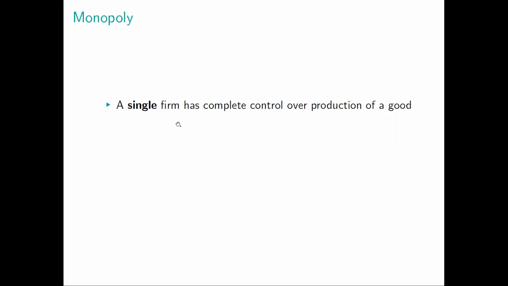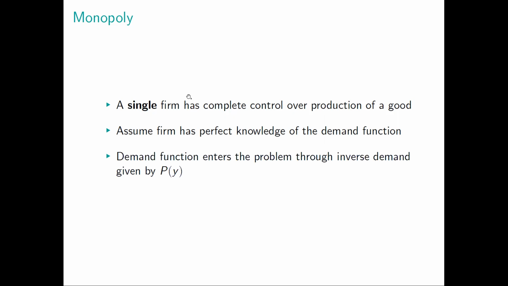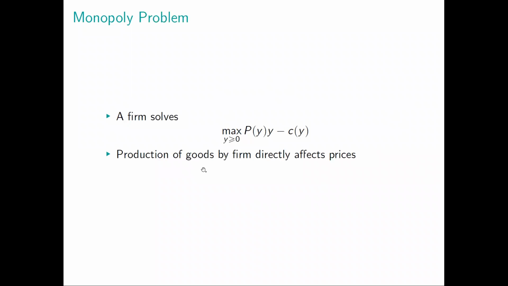So in this situation, we have a single firm who has complete control over the production of a good. And here, we're also going to assume that the firm has perfect knowledge of the demand function, right? So they're going to know exactly what the consumer demand is in the market. And here, the demand function will enter the problem through inverse demand. And this is going to be given by some function that we're going to say is P of y, right? So it's the price at output y, and this is just given by the inverse demand.